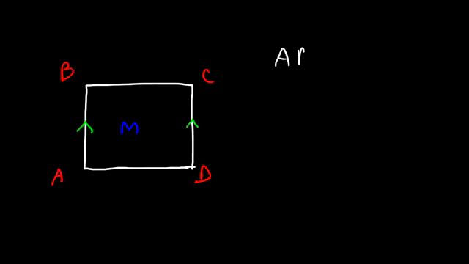So let's say if we have a flat plane, and let's call this plane M. And we're going to say this is point A, B, C, and D. So which lines are parallel to each other? We could say that AB is parallel to CD. And we could write it this way. So line AB is parallel to line DC. In addition, we could also say that BC is parallel to AD.